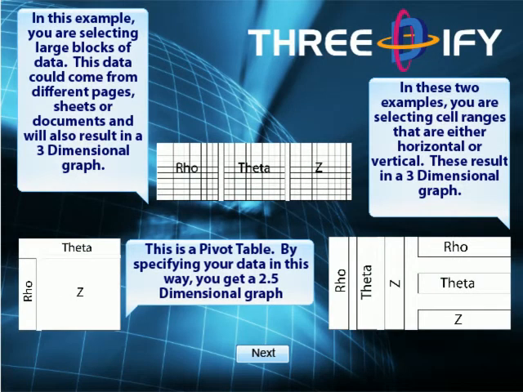As you can see, the ways you can specify your data are the same as with a Cartesian type graph. In this tutorial, we will use the pivot table method. Let's begin.